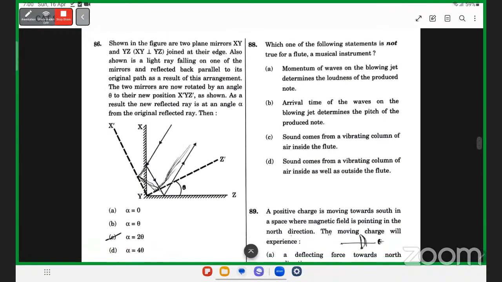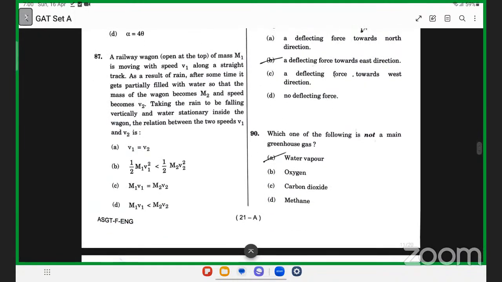Next is a railway wagon open at the top of mass m1 moving with speed v1 along a straight track. As a result of rain, after some time it gets partially filled with water so that the mass of wagon becomes m2 and the speed becomes v2. Taking the rain to be falling vertically and water stationary inside the wagon, the relation between the two speeds.